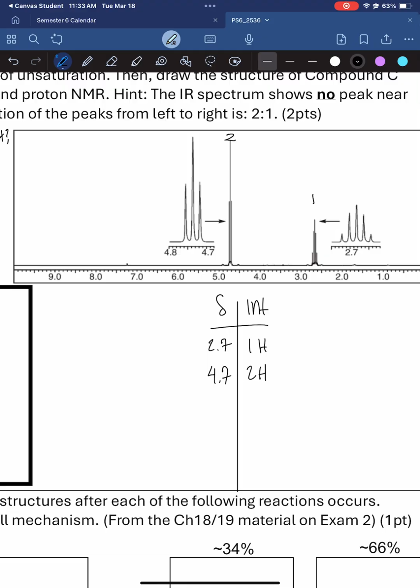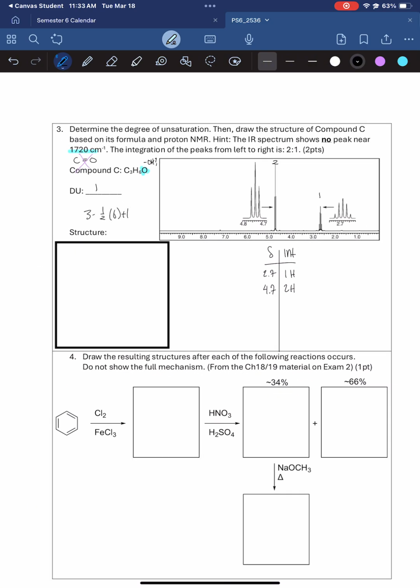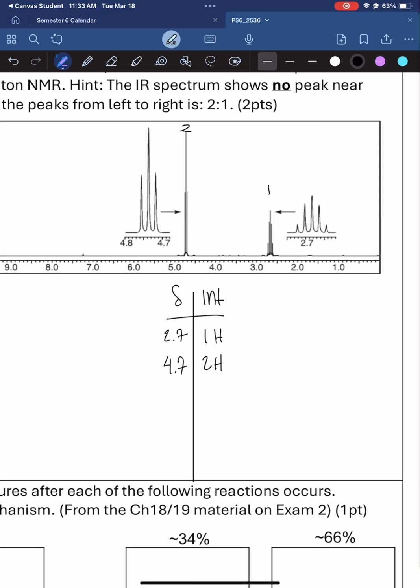Now let's pause and ask ourselves, does our number of hydrogen integrations match up with the molecular formula? And in this case, it does not. So just like the previous question, we need to multiply everything by a common ratio to reach our molecular formula, and in this case, that ratio is going to be 2. And this is going to give us 2 hydrogens here, 4 hydrogens here.